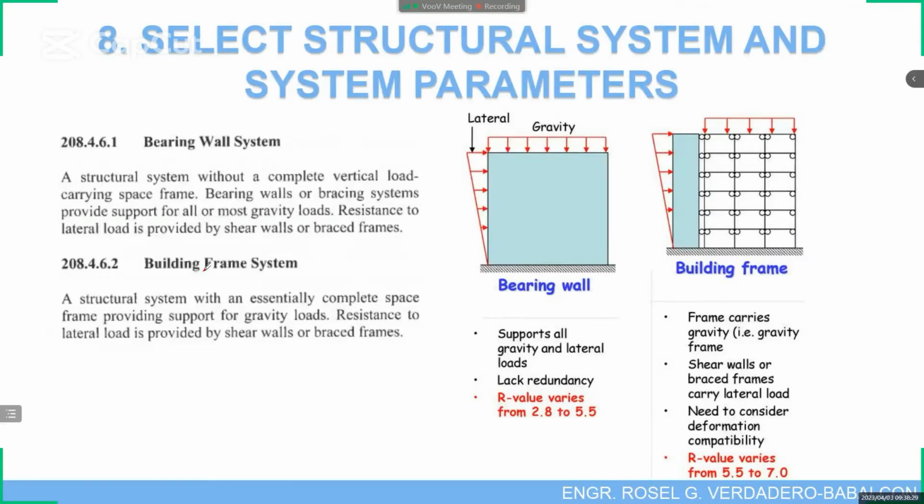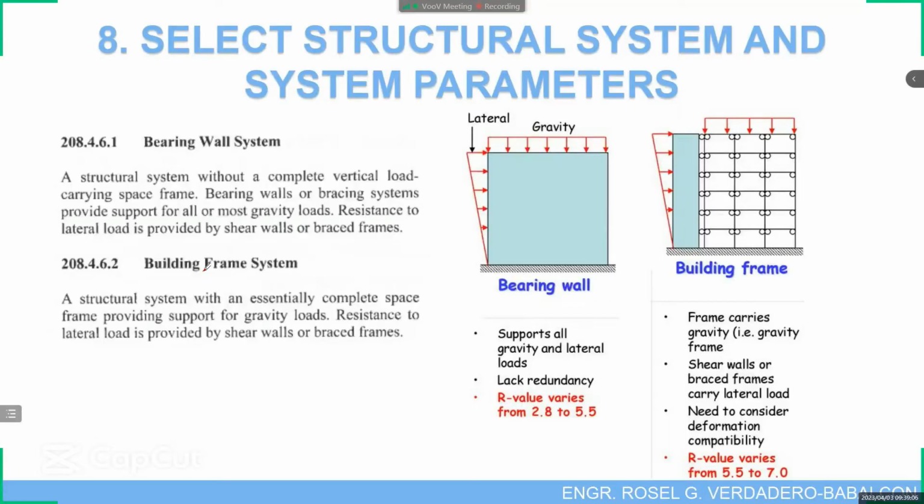And also it can be a load-bearing masonry wall. So the bearing wall system is typically used in low-rise residential buildings. It's prevalent in almost all residential low-cost housing because it is more affordable for low-rise structures and it's easier to construct.